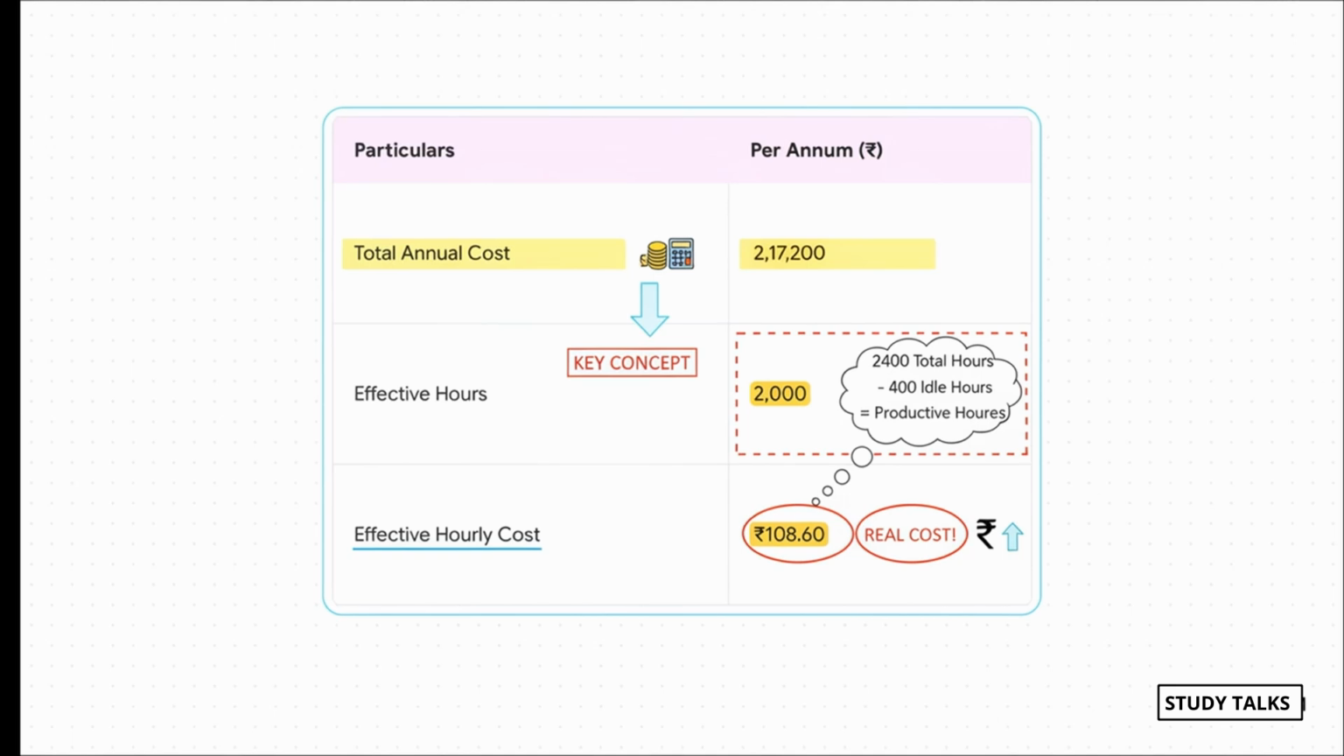That gets us to $2,117,200. Now here's the magic step. Do not divide by 2,400. That's the trap. You take the 2,400 hours paid and subtract the 400 hours of normal idle time. That leaves you with 2,000 effective productive hours. Divide the total cost by these effective hours and you get the real cost, $108.60 per productive hour.